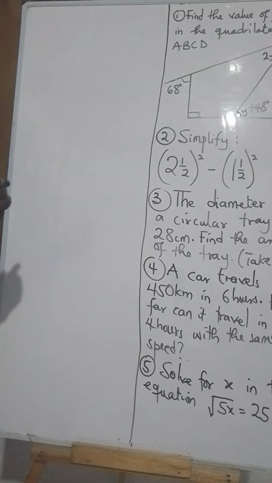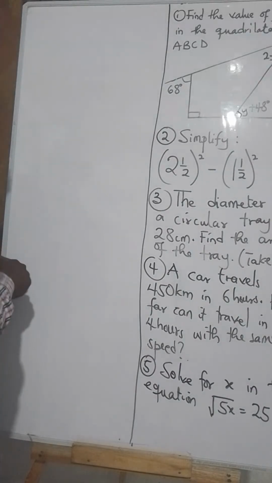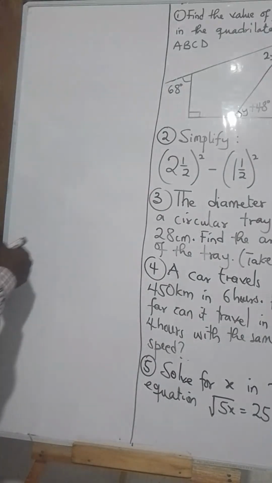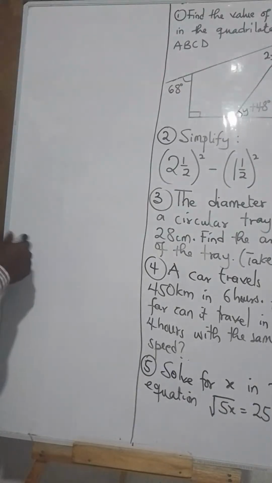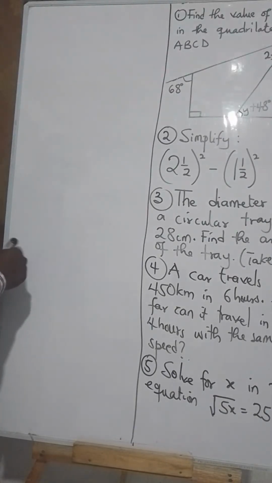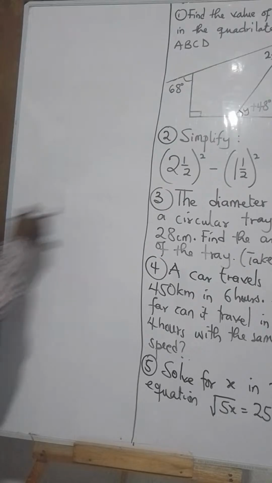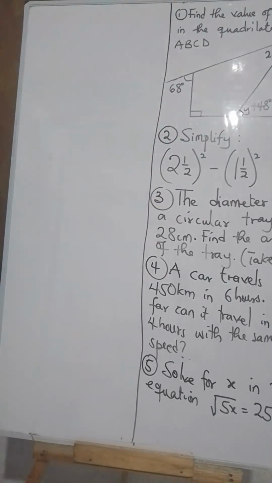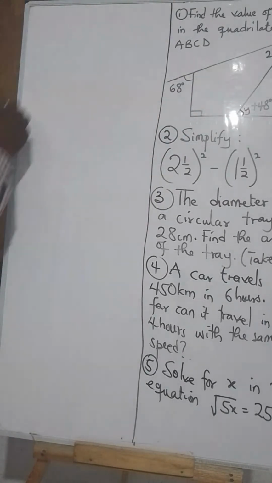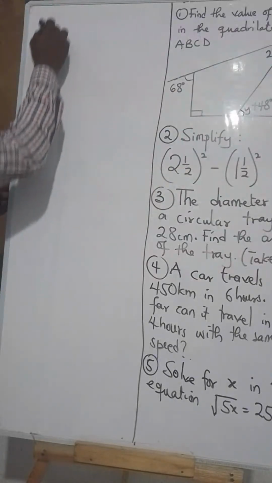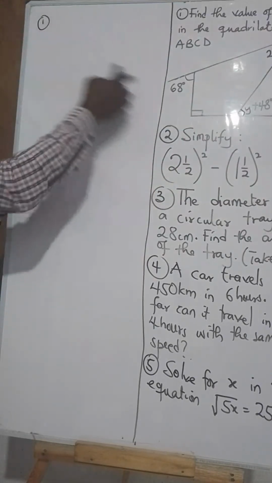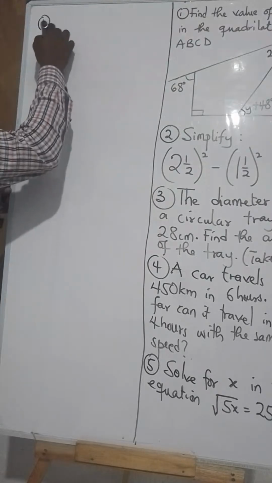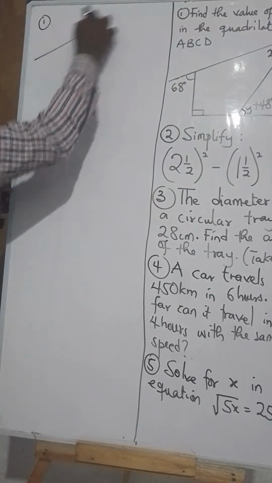So we want to solve these questions here: angles, fraction, circle, and ratio and proportion. We want to start with the angles. If you look at how the diagram is drawn, this is a quadrilateral.